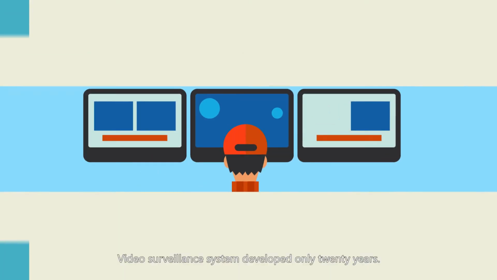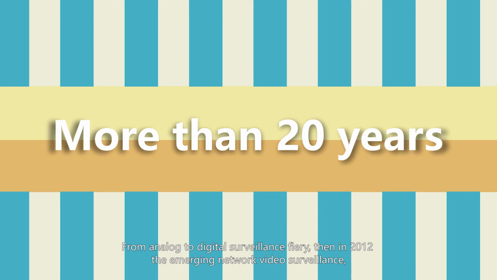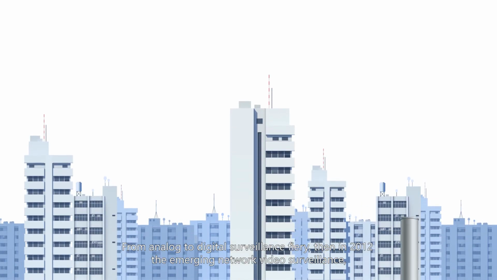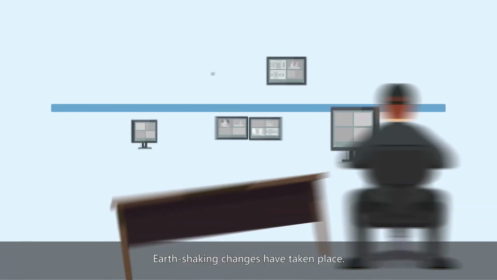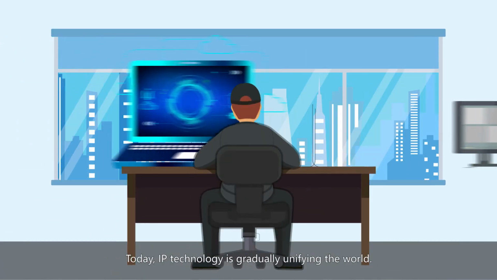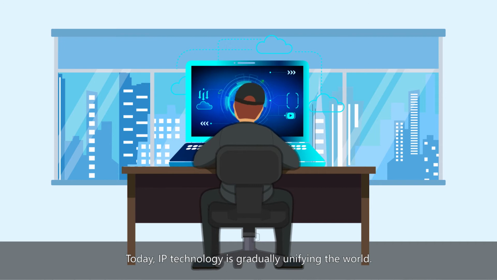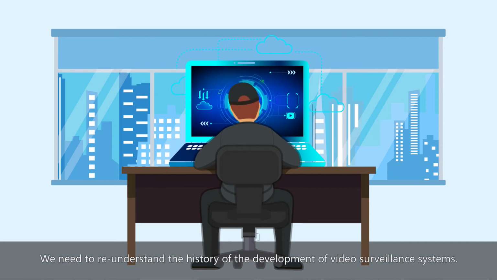The video surveillance system has developed for only 20 years. From analog to digital surveillance, and then in 2012 the emerging network video surveillance, earth-shaking changes have taken place. Today IP technology is gradually unifying the world. We need to re-understand the history of the development of video surveillance systems.